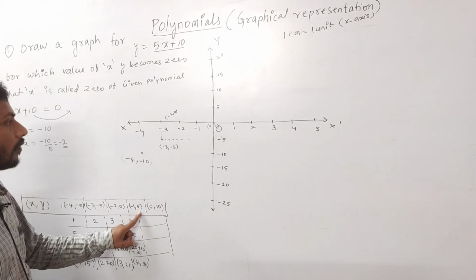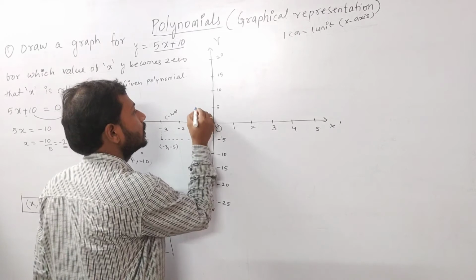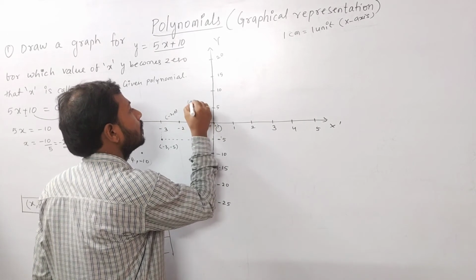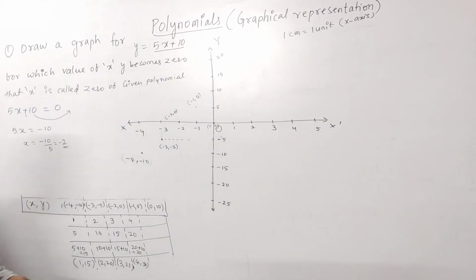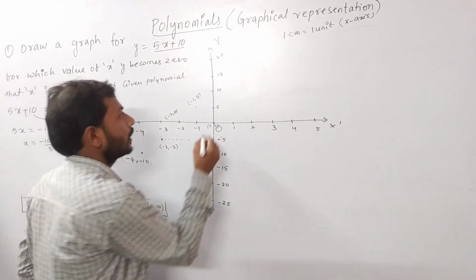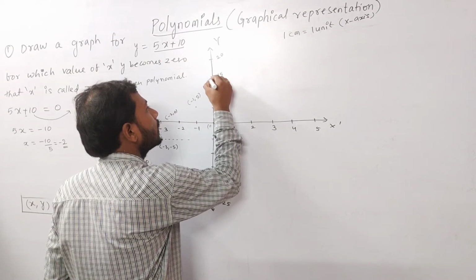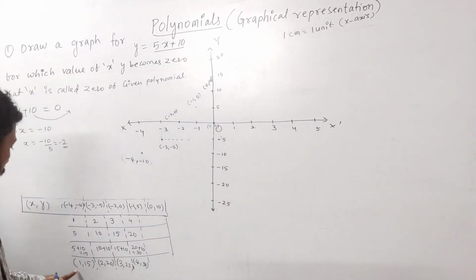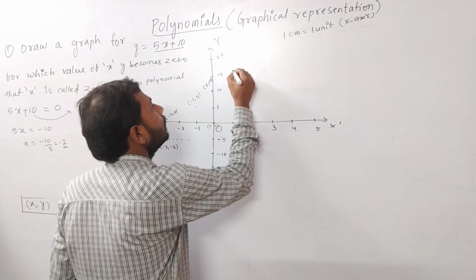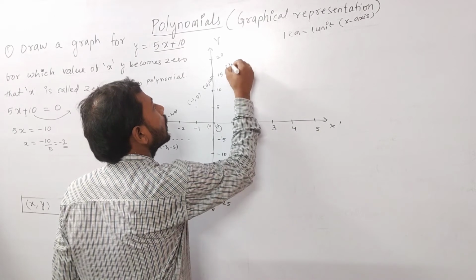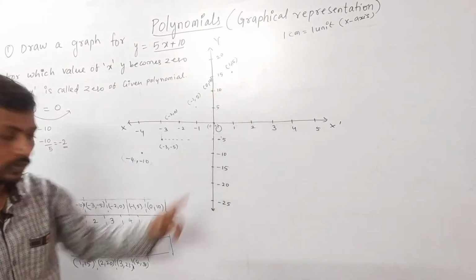Minus 1 comma 5. Minus 1 comma 5 means x is minus 1, y is 5. This is the location where you get minus 1 comma 5. Clear? And next one is 0 comma 10. On the x-axis 0, on the y-axis 10. This is 0 comma 10. Next one is what, Nana? 1 comma 15. Maybe it is here. You can draw. I hope you got this much practice now.